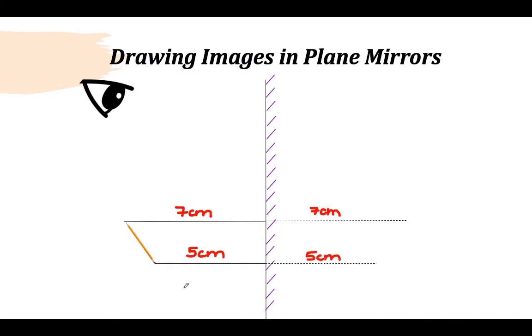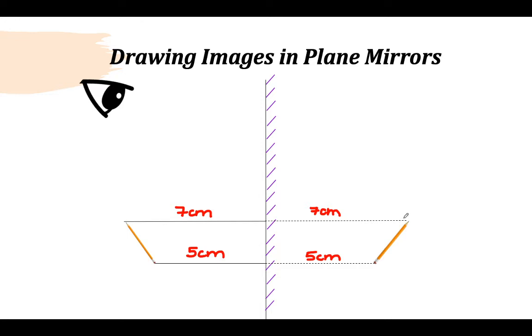So I know that where the 5 centimeter line ends, that's where the eraser part of my pencil is going to be. And where the 7 centimeter line ends, that's where the pencil part of my pencil is going to be. So that's how I've drawn my image there. So my first part of this is done. I've actually drawn the image.